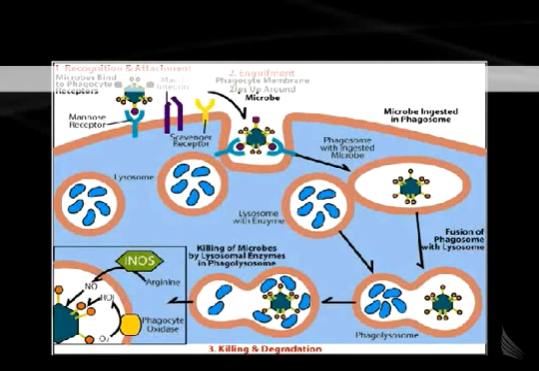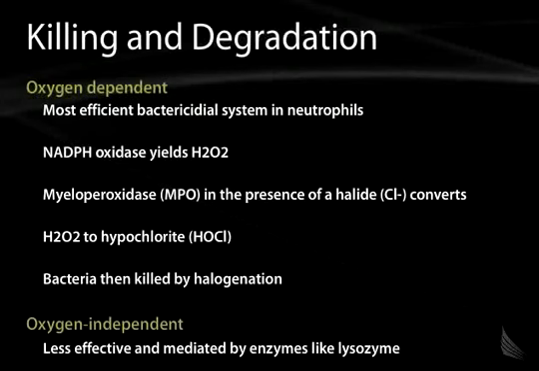In this case, we show it in terms of a microbe, but it's something that binds to the surface of the phagocyte. It gets engulfed. It forms an intracellular vesicle. This vesicle fuses with lysosomes. The lysosomes have enzymes which degrade the contents of that vesicle. Now, killing and degradation is the function of neutrophils. And killing refers to microbes, and degradation can refer to both microbes and normal tissues.